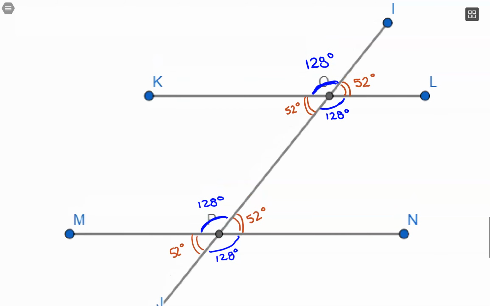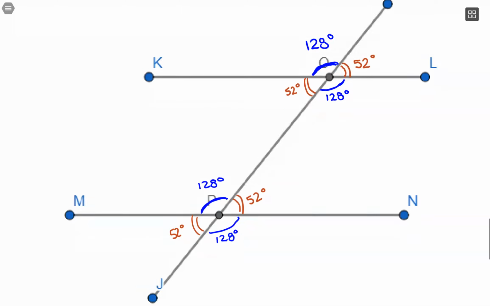So what you can see is when you have this line being intersected by parallel lines, we get all of these pairs and the same angles coming through. Overall, in this whole picture, there are two angle measurements, 128 and 52.